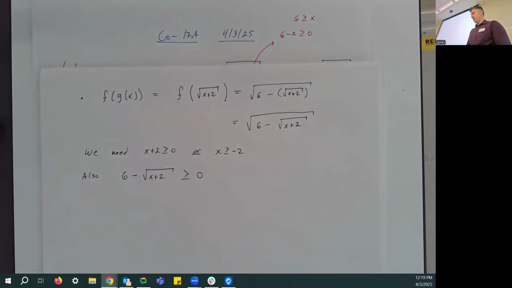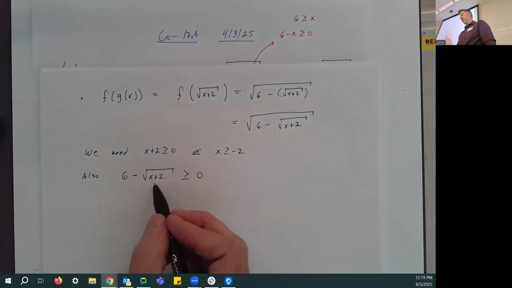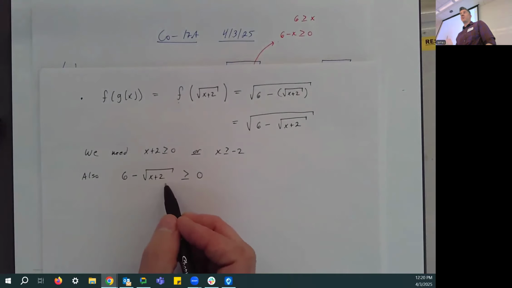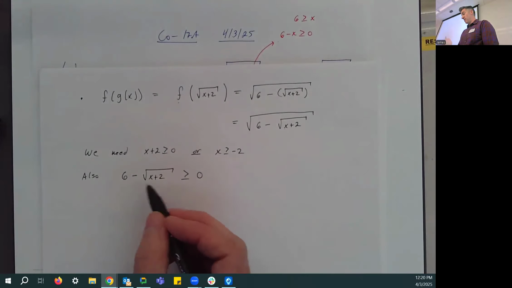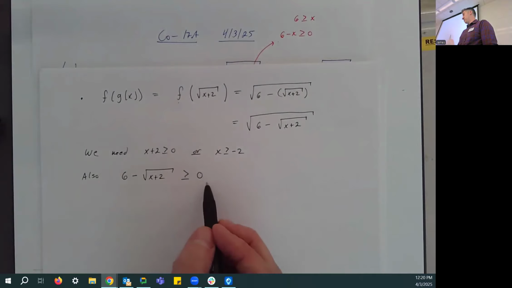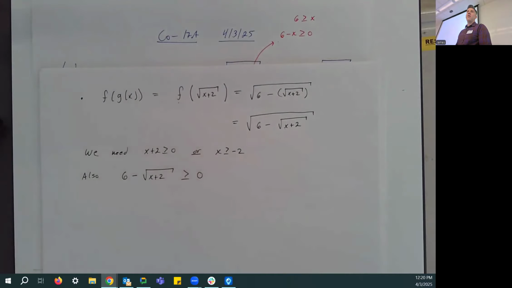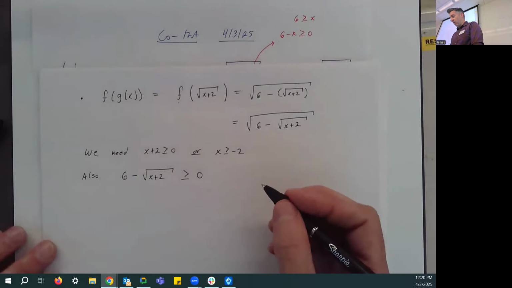What that means for us is x can't be too big, right? If x was, I'm going to pick a number here, 47, 47 plus 2 is 49, and the square root of 49 is 7, and 6 minus 7 is negative, and we want it to be not negative. We can solve this inequality, but we have to be a little bit careful here.